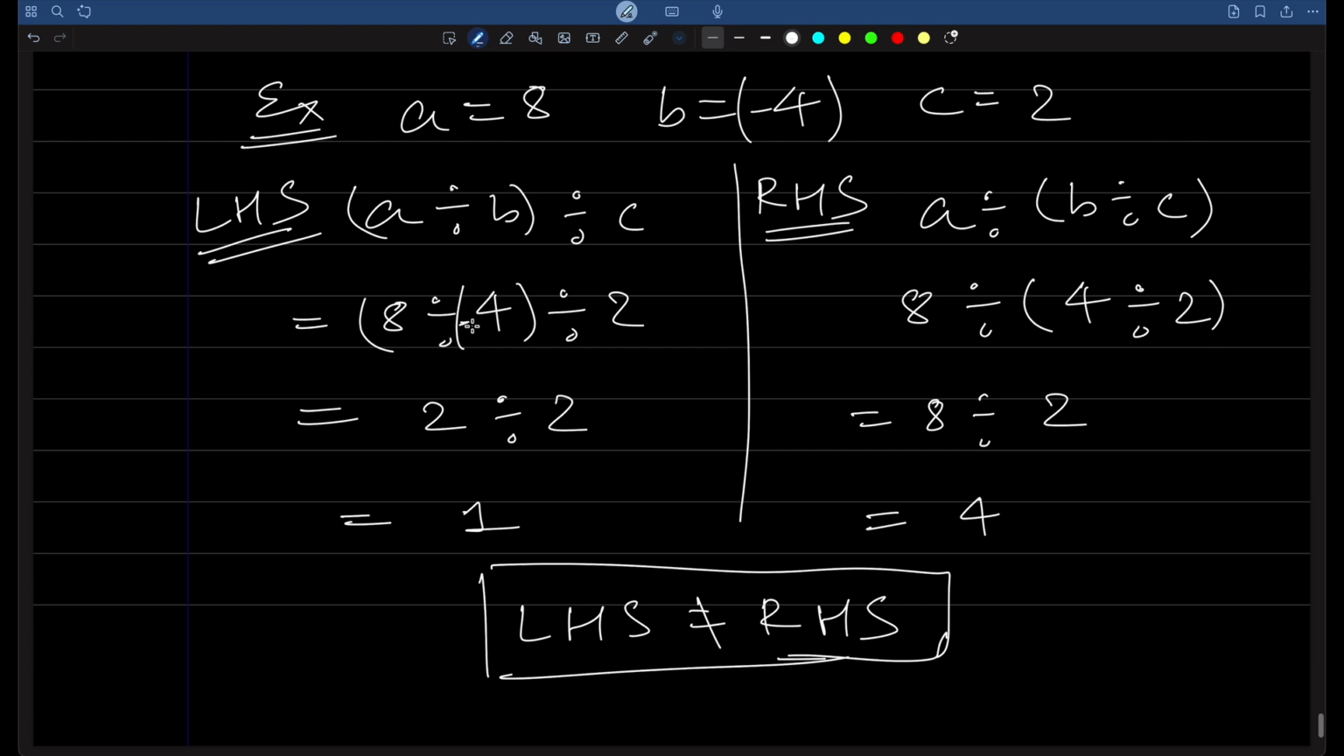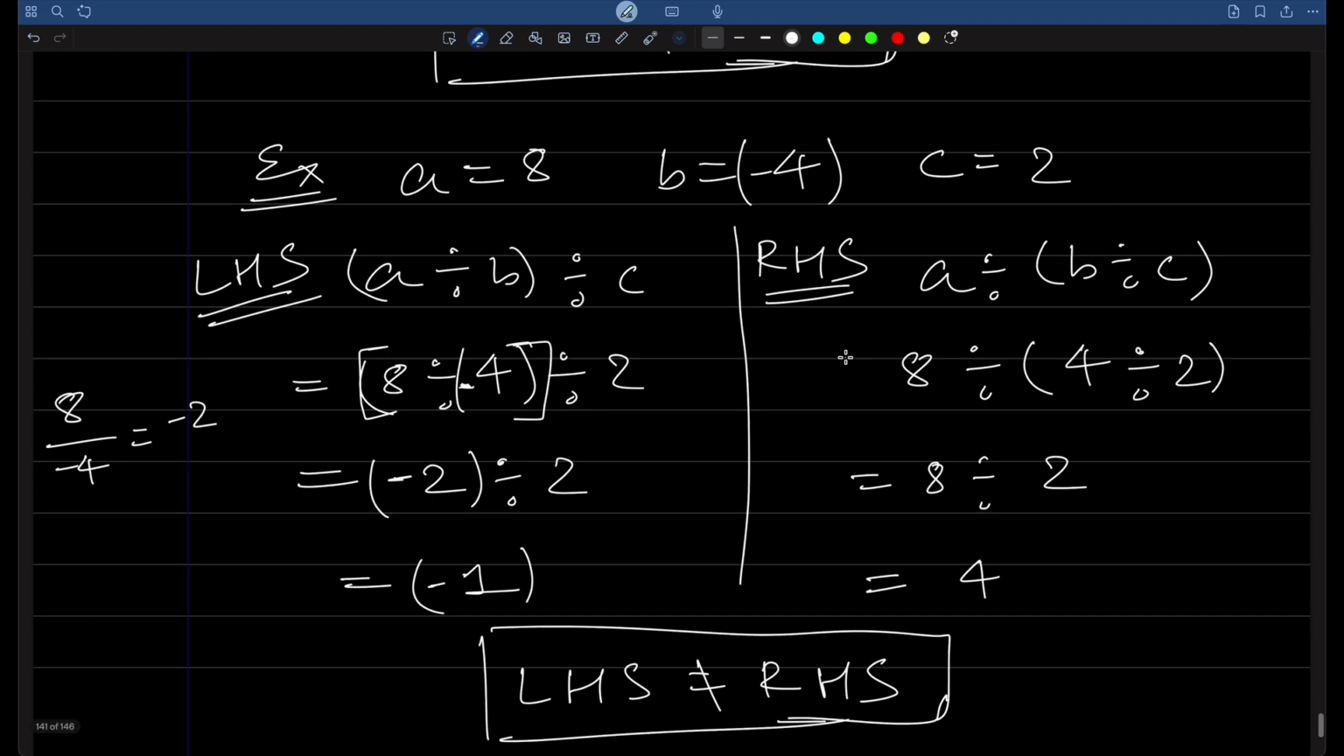You will get b equals to minus 4. So 8 divided by minus 4 is equal to minus 2, and minus 2 divided by 2 is equal to minus 1. And if we check for the right hand side, we get minus 4 divided by 2, that is equal to minus 2.